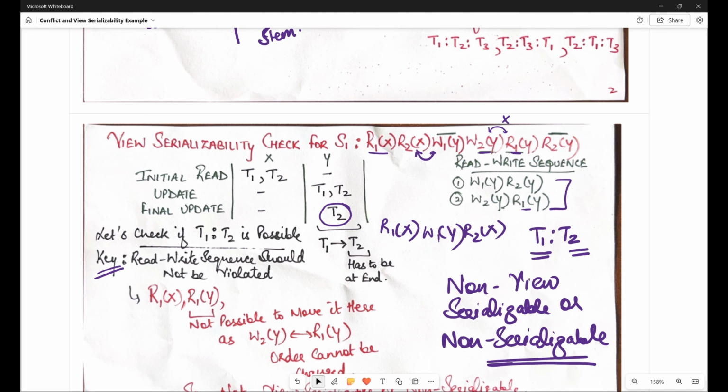So can you get any view equivalent serial schedules for this? No. The answer is no. You cannot get any view equivalent serial schedules for this. So that's all for this particular example. That's all for this particular question.